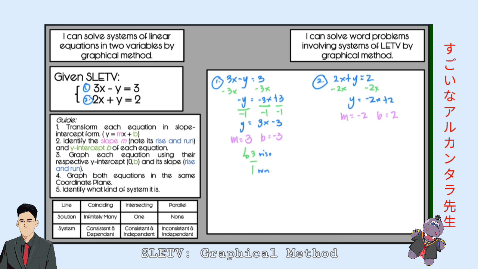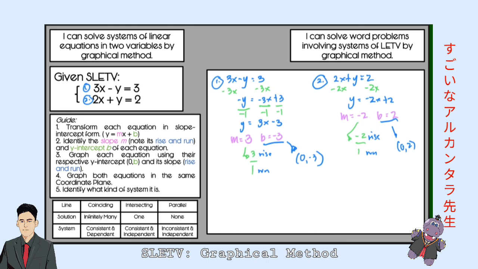b being negative 3 means that you can find this at the point 0, negative 3, as said in our guide. Because again, the y-intercept is found by having x equal to 0. Similarly, if your slope here is negative 2, this means that you have negative 2 over 1. So your rise is negative 2, your run is positive 1. And your y-intercept again can be found at 0, 2. So that's how it works.